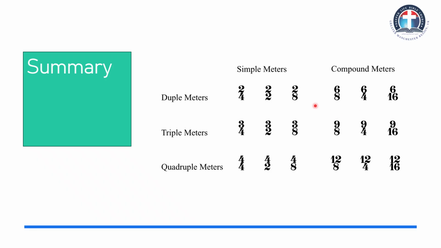For compound time, if the top number is 6, that means it's double time, because we're talking of 2 dotted beats. 9 means 3 dotted beats, so it is triple time. And 12 means 4 dotted beats, so it's quadruple time. That's the interpretation, so you should be able to play around. Everything we have here is what we call regular time signature. That is everything contained on this slide.